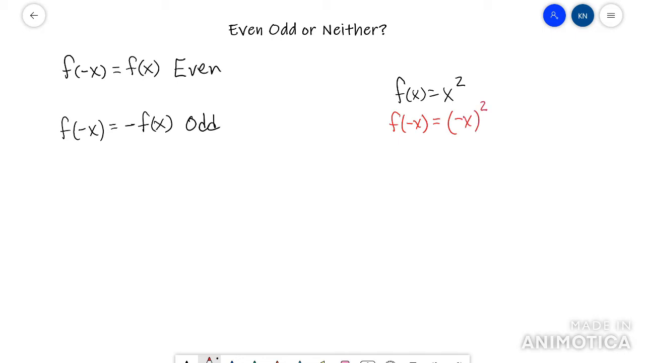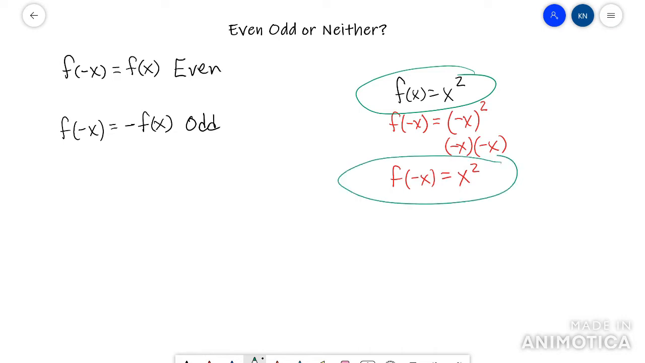And then you want to work it out algebraically and see what happens. If you have negative x squared, that's like saying negative x times negative x. And a negative times a negative makes a positive. So f of negative x equals, when I multiply these together, I get back to the original x squared. Notice that my original matches when I plugged in negative x as well. So that means this would be an even function.